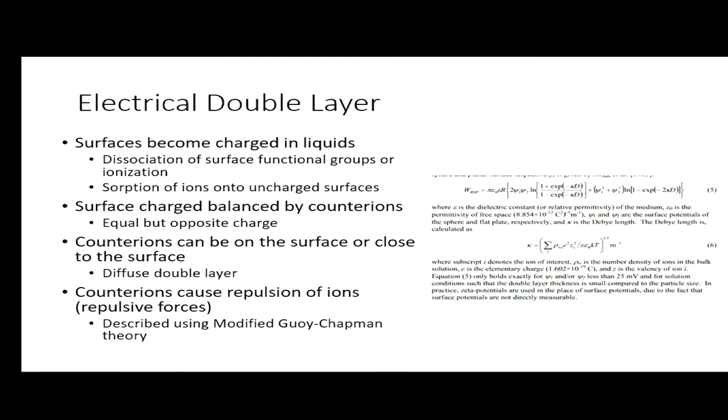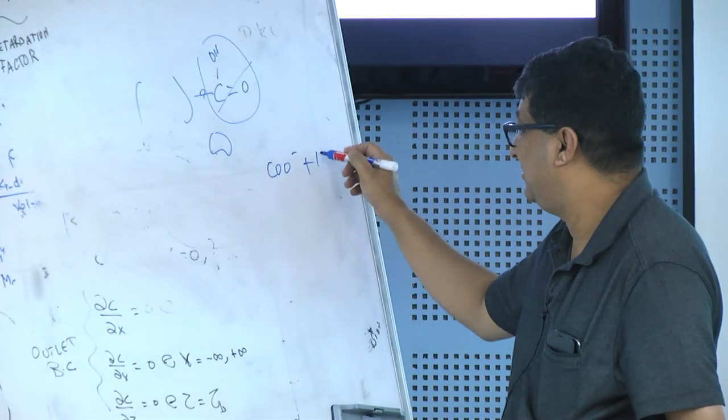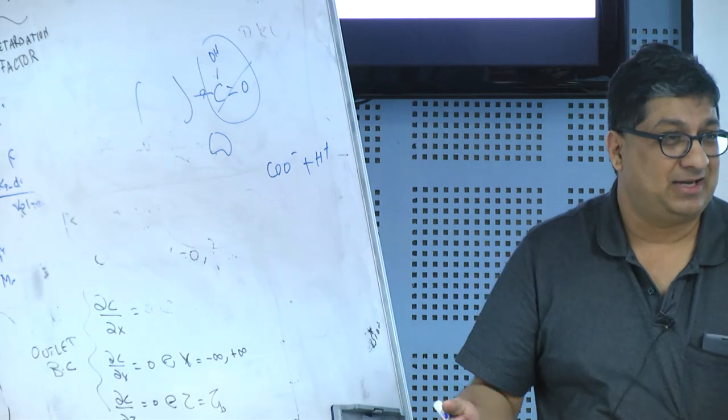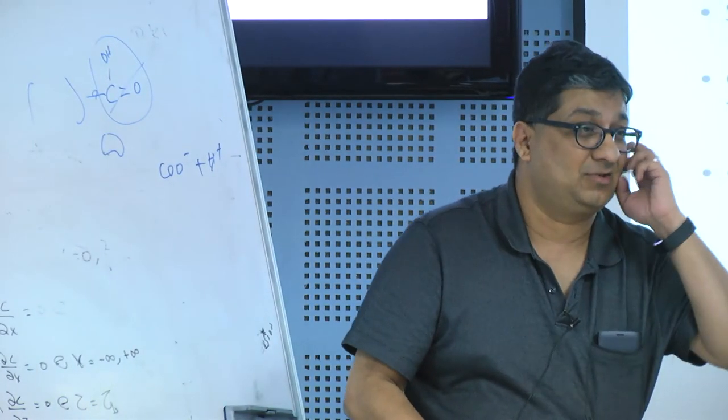I have humic acid or something that has a COOH group. This is attached to some methyl or ethyl or some other group. So when this dissociates, because it's an acid, when it goes into water, it usually breaks up into COO minus plus H plus. And when that happens, the H plus goes away into water, and you have a surface charge that's left on it.